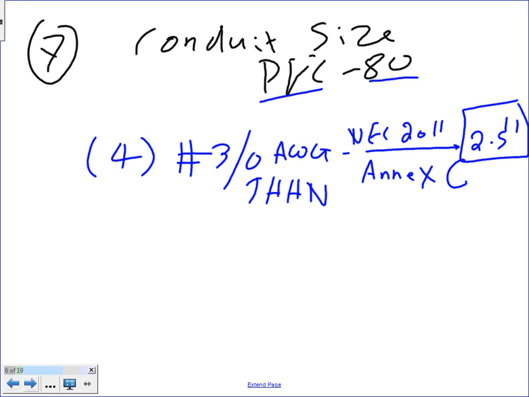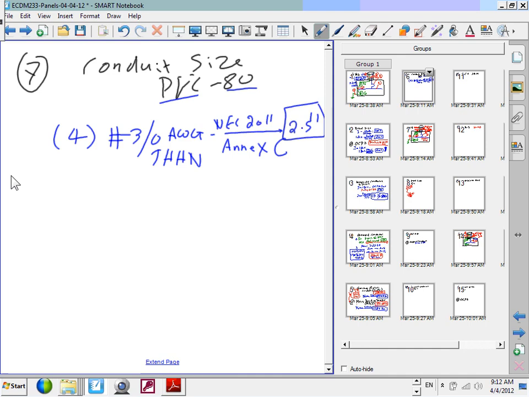Any questions, guys, about using Annex C? If you calculate it, it will be different. You could get 2 over by a half inch. You go to Chapter 9. Conventional only, yeah, but you are allowed to use Annex C though. And you could use a 2.5. Can you show us how you get 2.5? I'll show you right here.